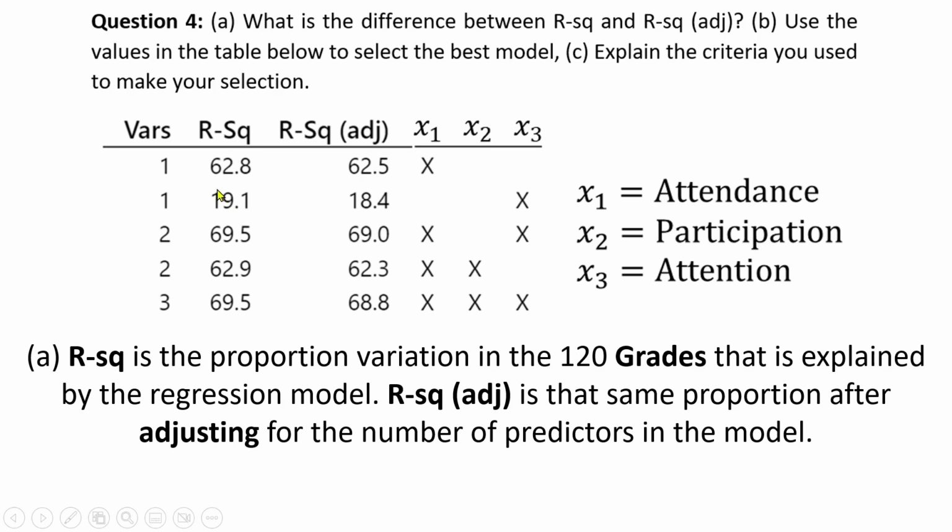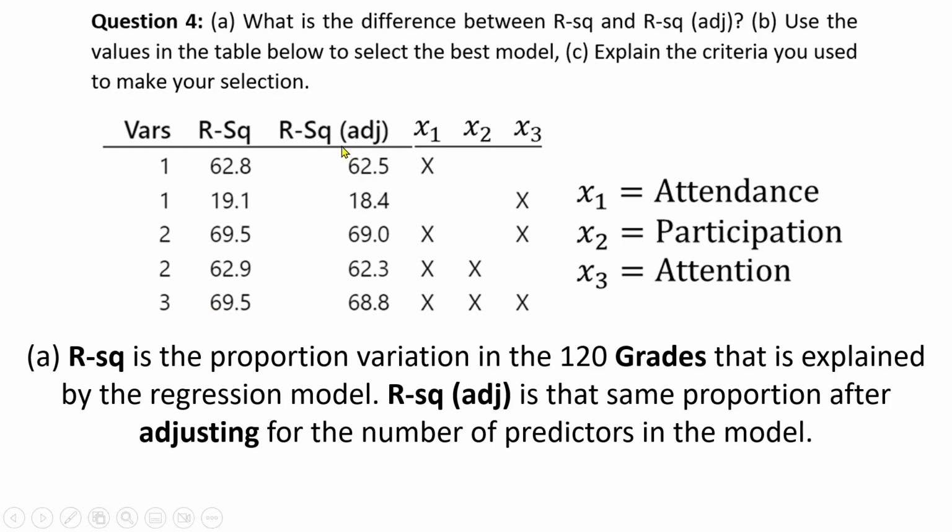So r-squared here, this first column, shows you the proportion of variation in the 120 grades that is explained by each of these models. R-squared adjusted is the same proportion, but after adjusting for the number of predictors in the model. So this is the important concept: if you add predictors to your model, even if you're adding a predictor that has no association with the response, R-squared will always go up.